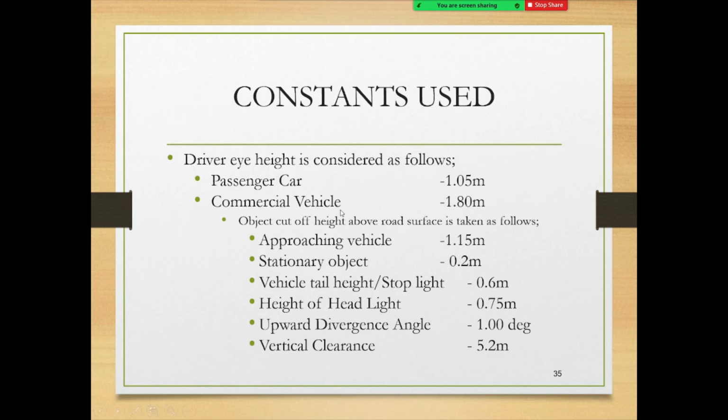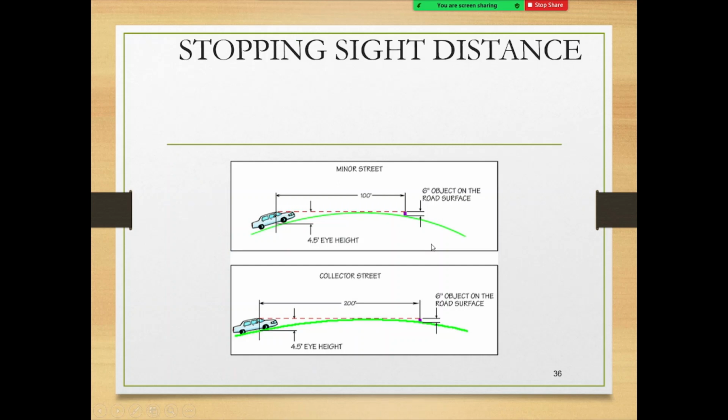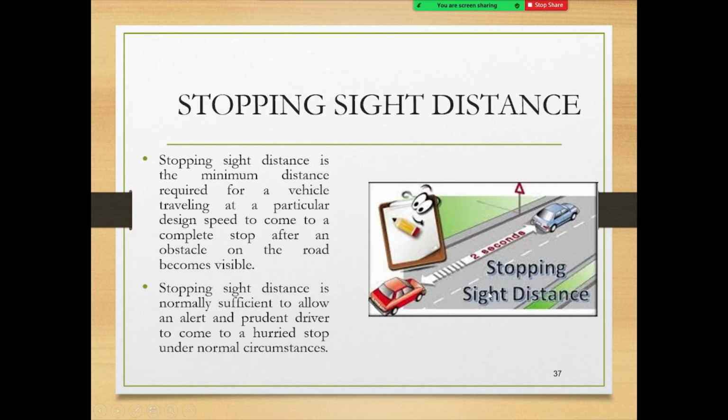Okay, here this is the stopping sight distance. Now you can see this is in feet and inches. Why? Because this is from America, right? So this is, say, 100 feet. This is the object on the road surface, so you should be able to see it like that. Then we'll discuss stopping sight distance.